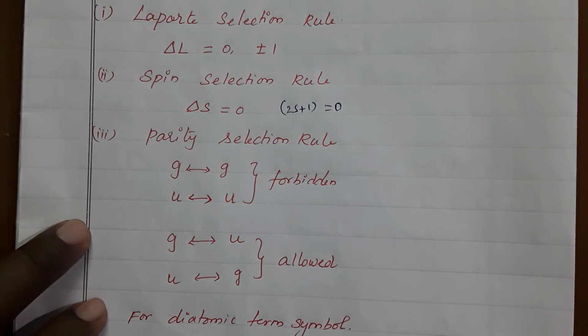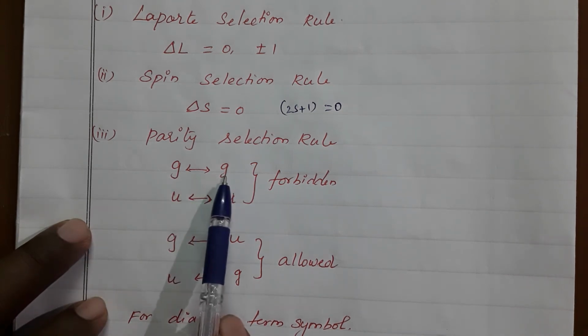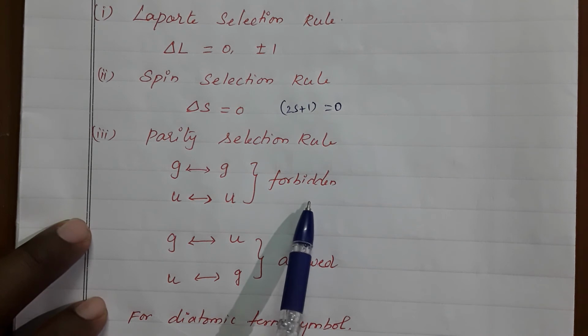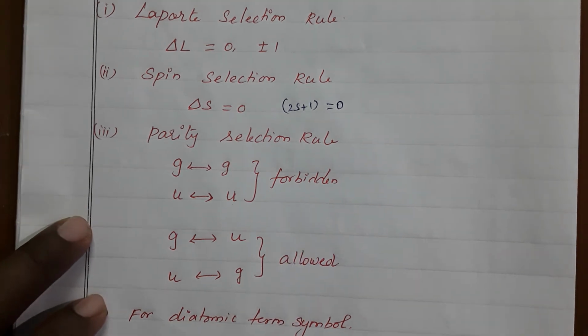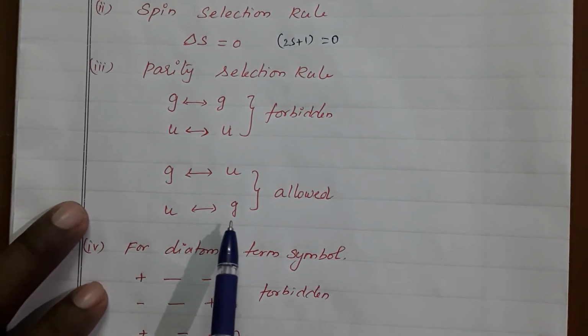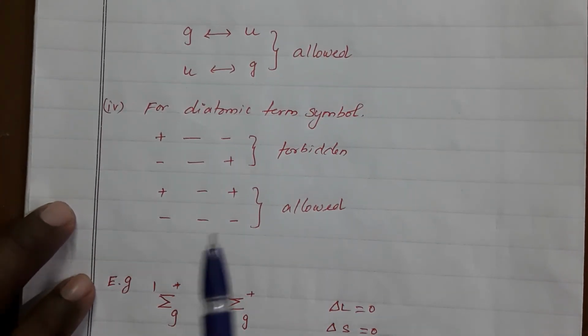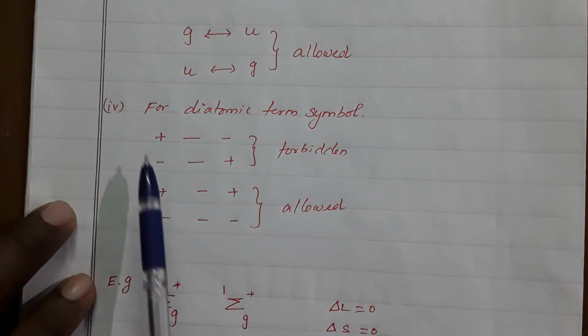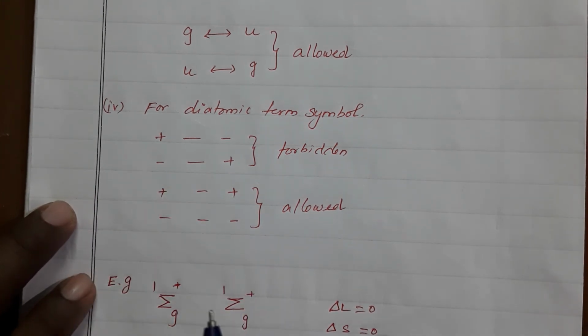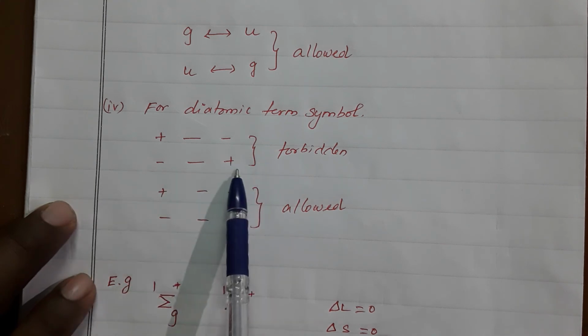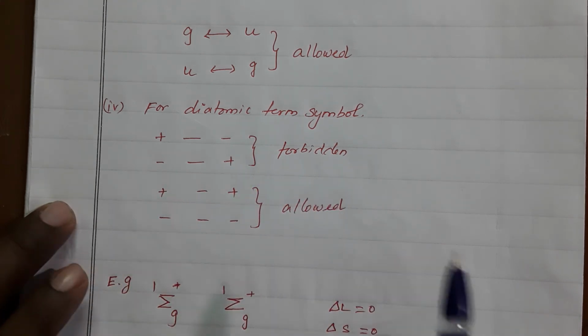Then there is parity. You know gerade and ungerade. Gerade means even, ungerade means not even. Gerade to gerade and ungerade to ungerade is always forbidden, because there is no transition between them. Gerade to ungerade and ungerade to gerade is allowed. For diatomic term symbols we use plus and minus. Only plus to plus and minus to minus is allowed. Plus to minus and minus to plus is not allowed. That is forbidden.